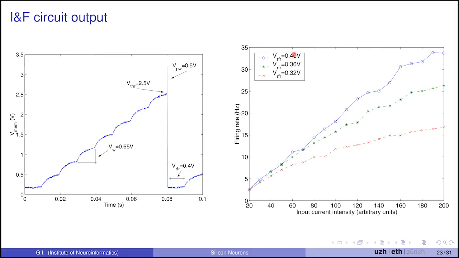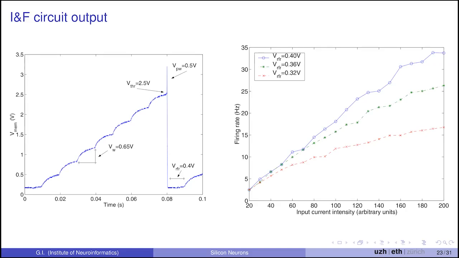By changing the refractory period voltage, you could make this period longer or shorter, which would then make the neuron saturate sooner or later. And this is showing the FI curve, the firing rate in response to the input current. And so here you see a first example of real data measured from one of these silicon neurons.